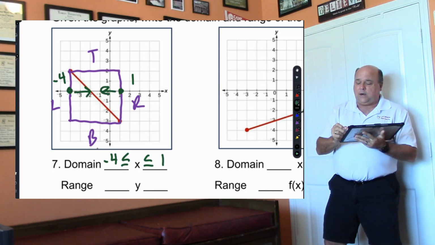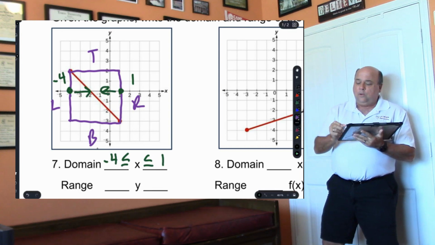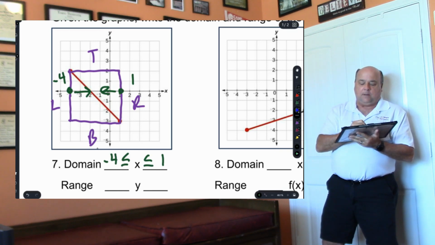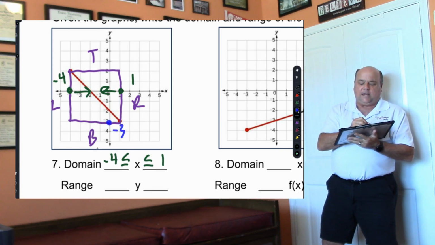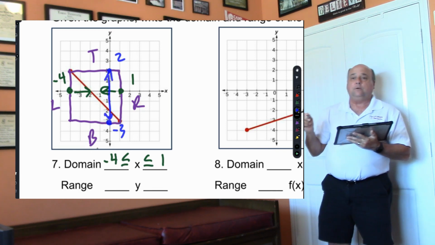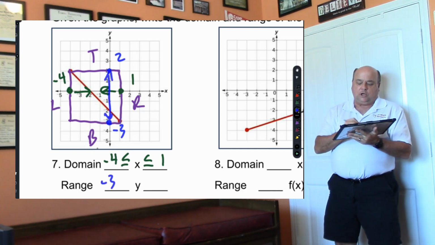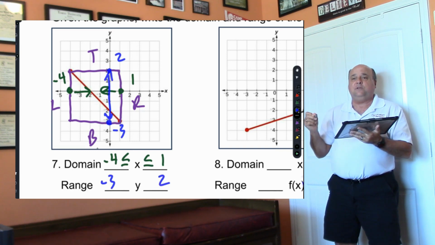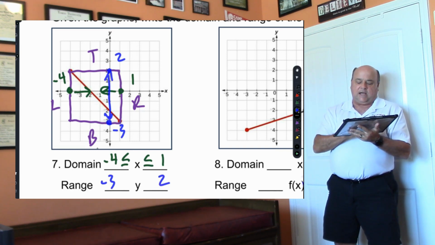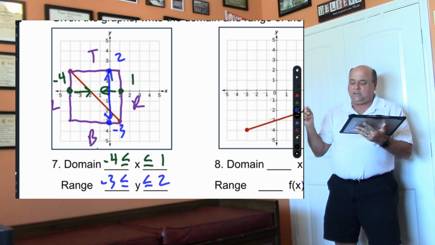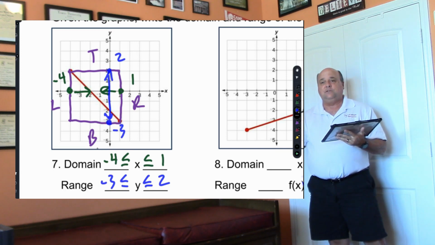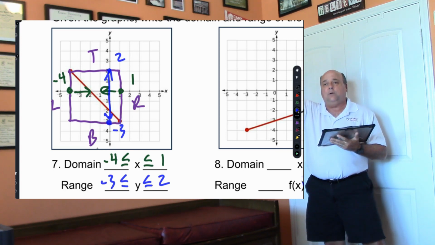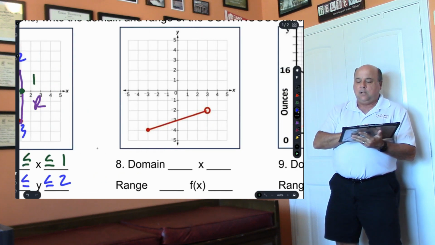Now then, let's get the range. The range is going to go from the top to the bottom. So the bottom is right here, negative 3. The top is 2. My range goes from here to here. So my range goes from the bottom of negative 3 to the top of 2. Both ends are closed dots, so I'm going to use less than or equals. That is the range. It has to be more than negative 3, but less than 2. Let's go to the next one.